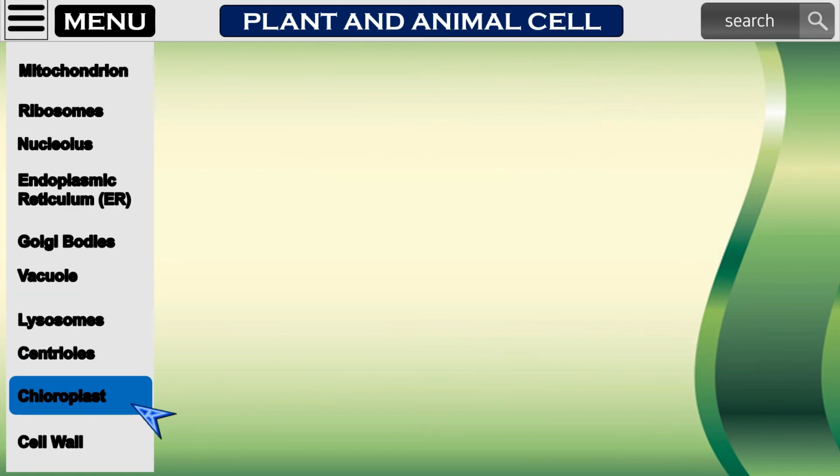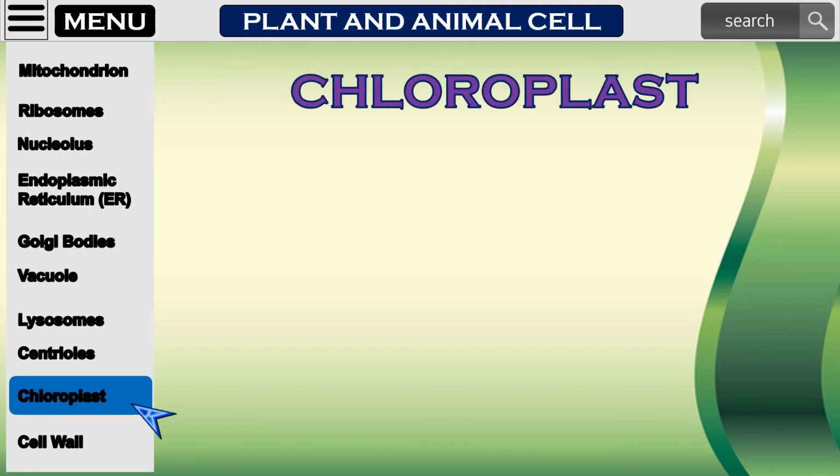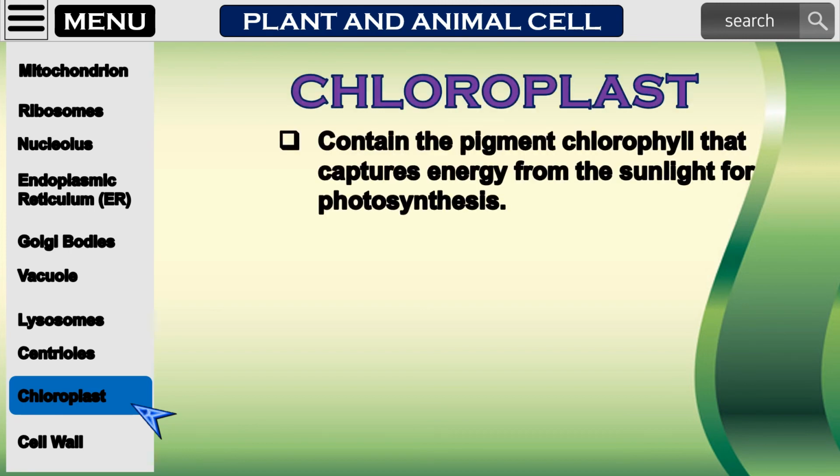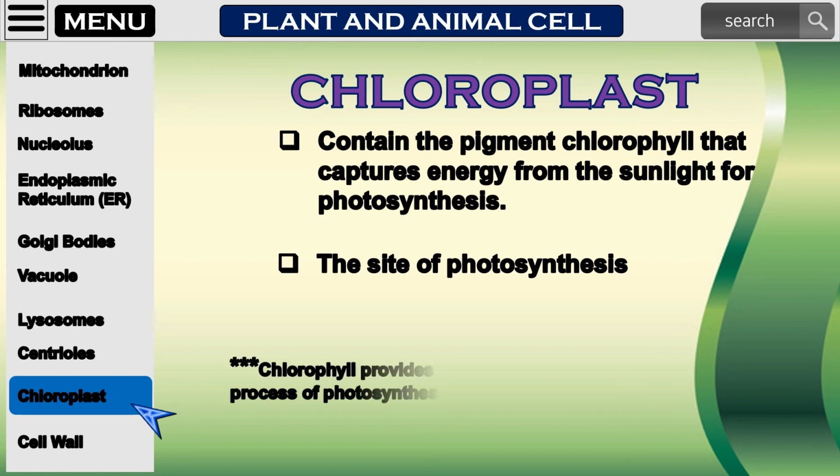The next organelles can only be found in plant cells. First is the chloroplast. Chloroplasts contain the pigment chlorophyll that captures energy from the sunlight for photosynthesis. Therefore, the chloroplast is the site of photosynthesis. Photosynthesis is the process through which the plant produces its own food. Animal cells have no chloroplast, thus animals cannot make their own food.